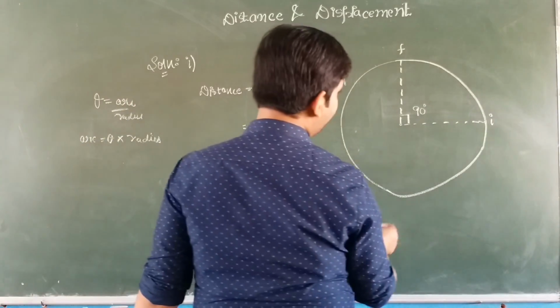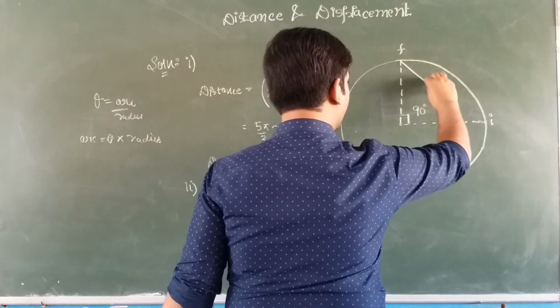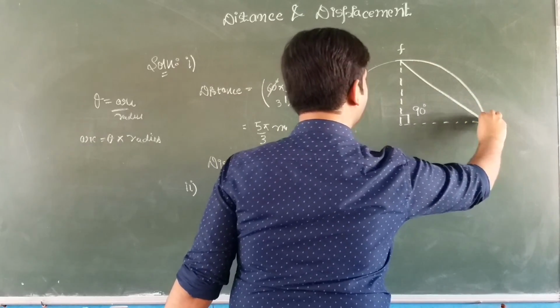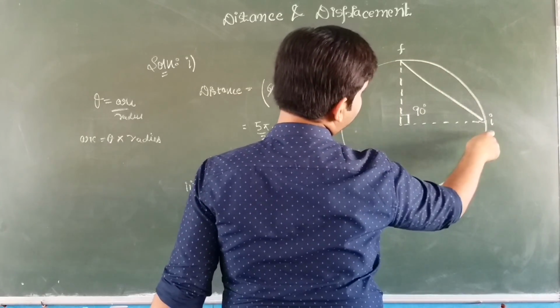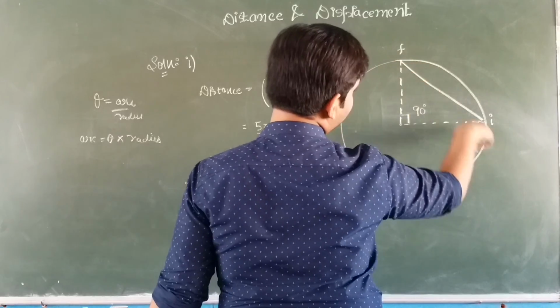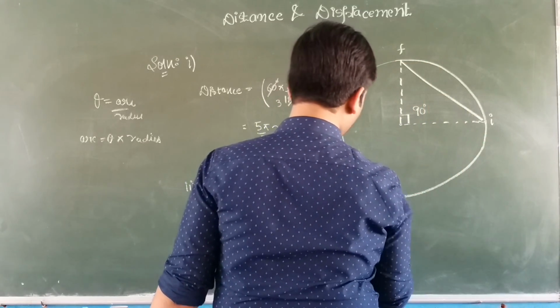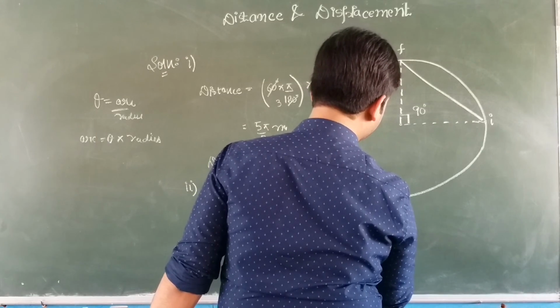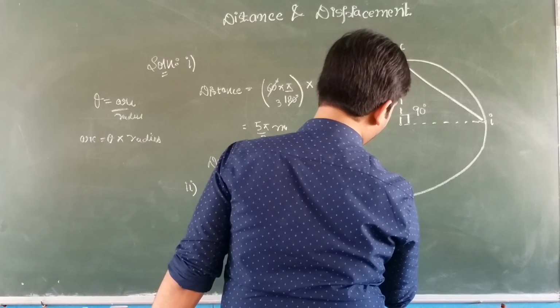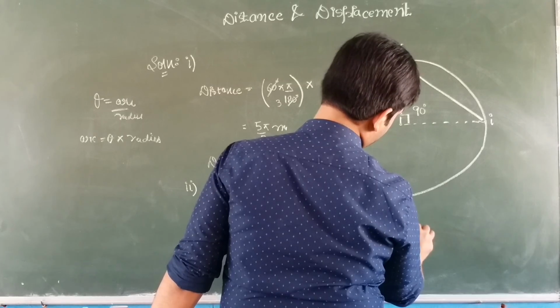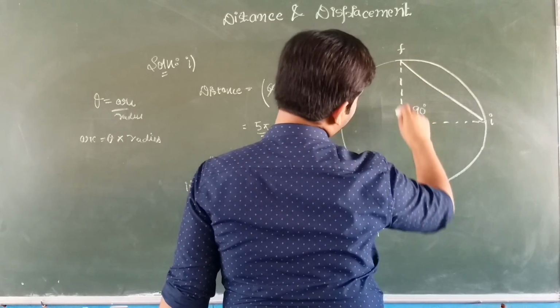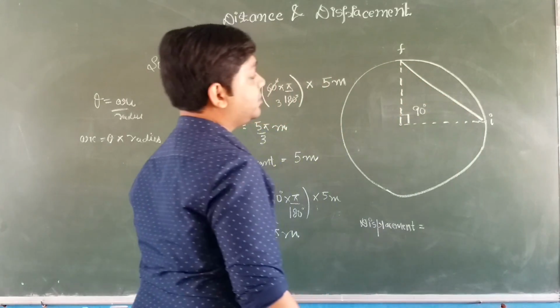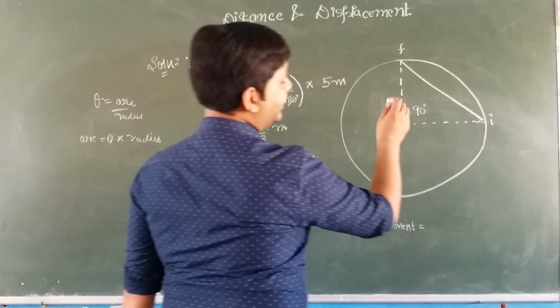And what will be the displacement? The displacement will be equal to the length of this line. The shortest distance between the initial and the final point is this. So how do we calculate this displacement? The displacement can be calculated by considering this triangle. This triangle is a 90 degree triangle.